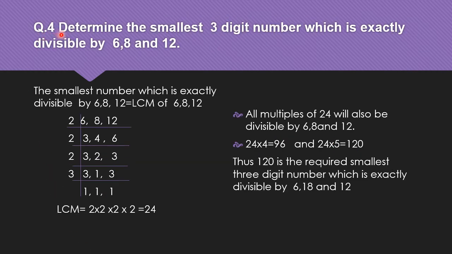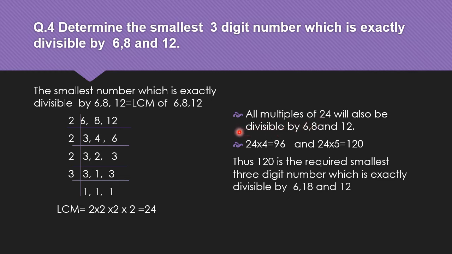Question number 4. Determine the smallest 3-digit number which is exactly divisible by 6, 8 and 12. The smallest number which is exactly divisible by 6, 8 and 12 is the LCM of 6, 8 and 12. So first we find out the LCM of 6, 8 and 12 by division method. LCM of 6, 8 and 12 is 24. Then if 24 is exactly divisible by 6, 8 and 12, all the multiples of 24 will also be divisible by 6, 8 and 12.